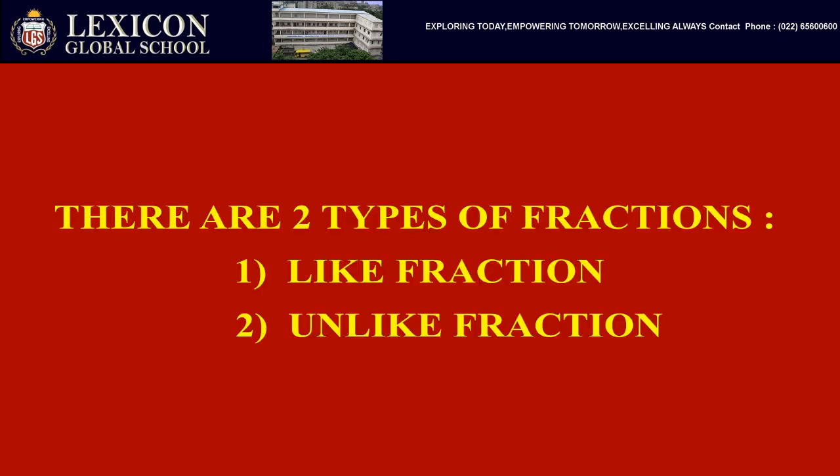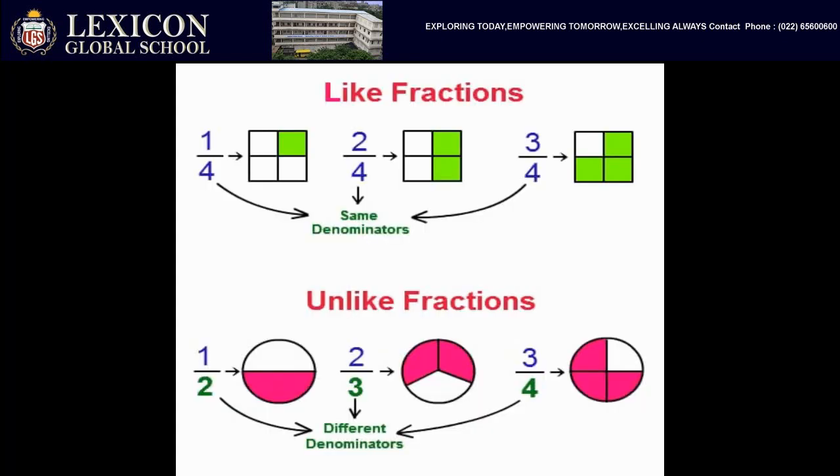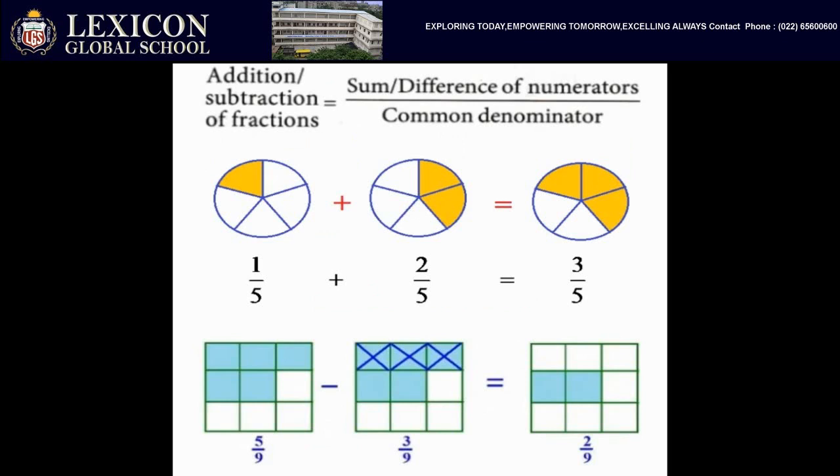There are 2 types of fractions, like fractions and unlike fractions. The fractions which have the same denominator are called like fractions. The fractions which have different denominators are called unlike fractions. The difference between like fractions and unlike fractions will play a key role in addition and subtraction of fractions. When we add or subtract 2 or more like fractions, we will take the denominator once and simplify the numerator.